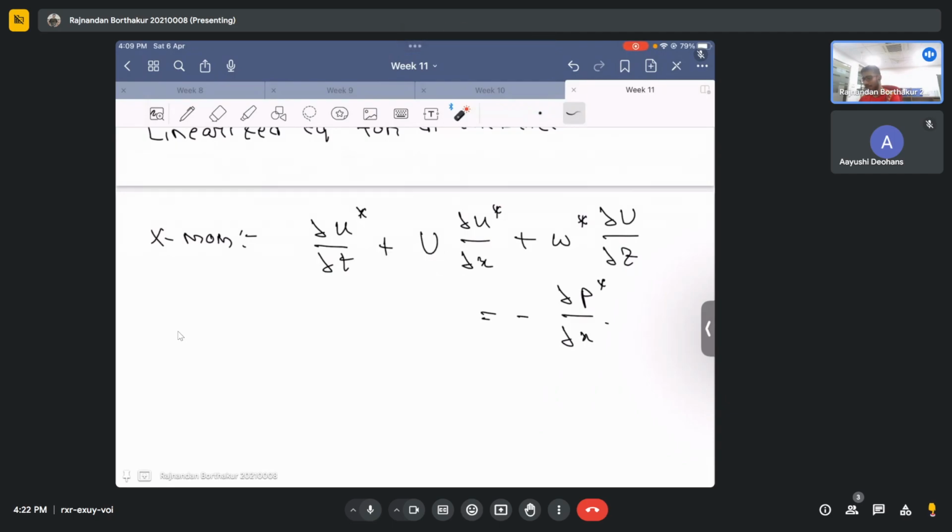So the first term is this that we all know. The second term would be just v star times del u star by del y. But as I said, this term is essentially nonlinear, as we just looked above. Why? Because v star and u star are both unknown, and that's why we have discarded that term.